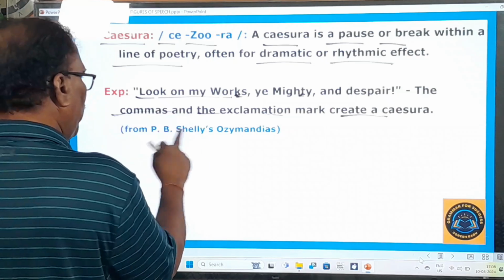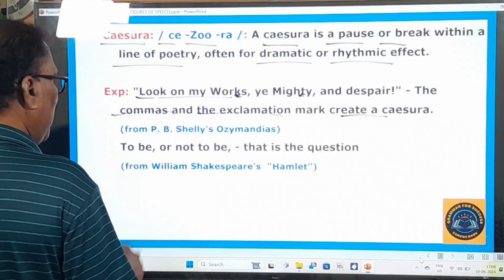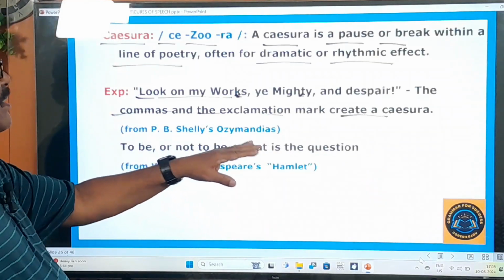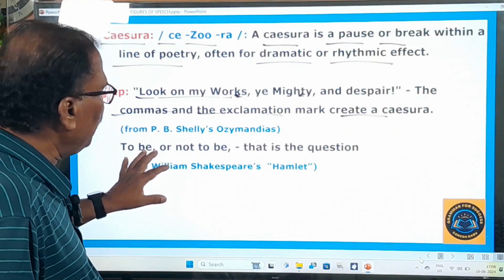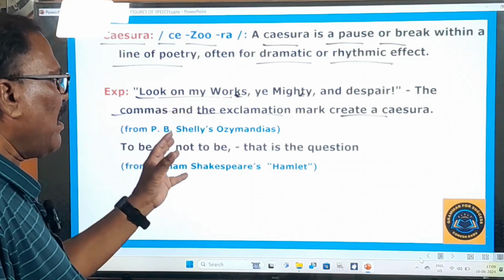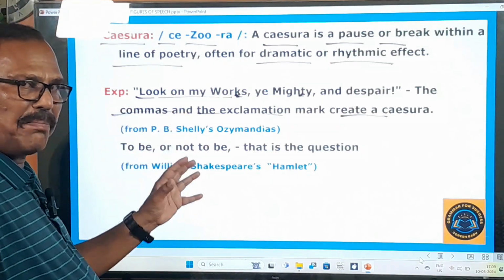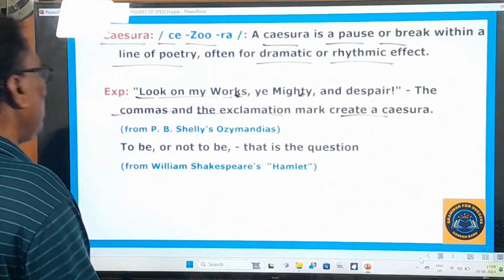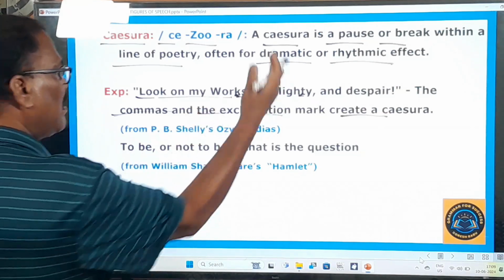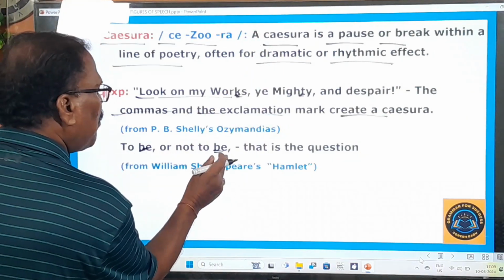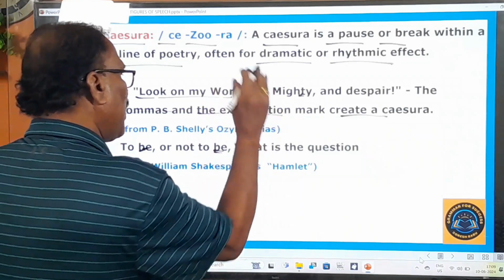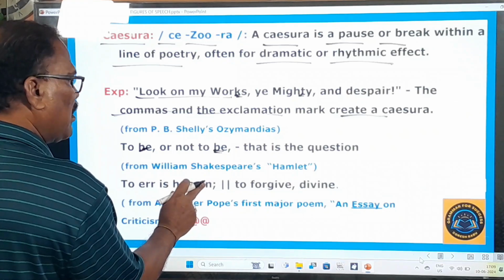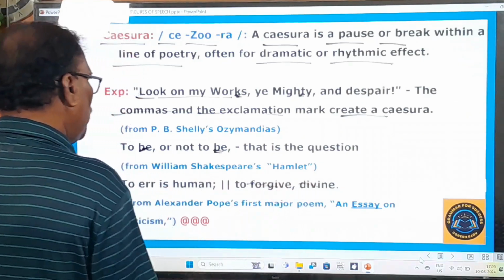This is taken from P.B. Shelley's Ozymandias. And one more example is there: "To be or not to be, that is the question." If you read it fast without taking a proper pause, then the beauty is diluted. These two commas are lending some kind of rhythmic effect to this line. And here, "To err is human; to forgive, divine."